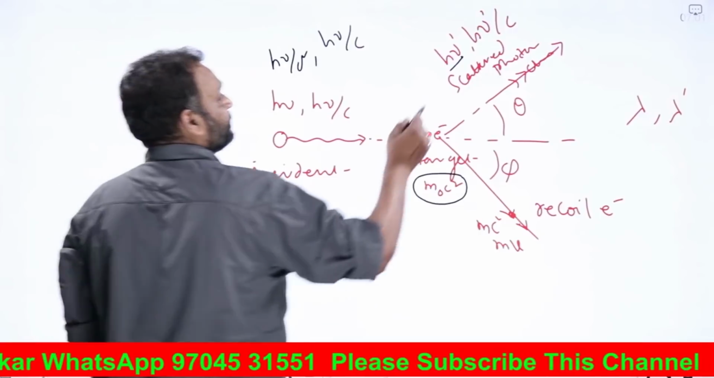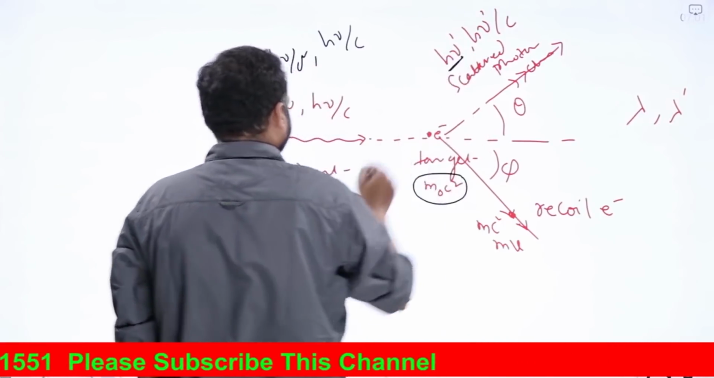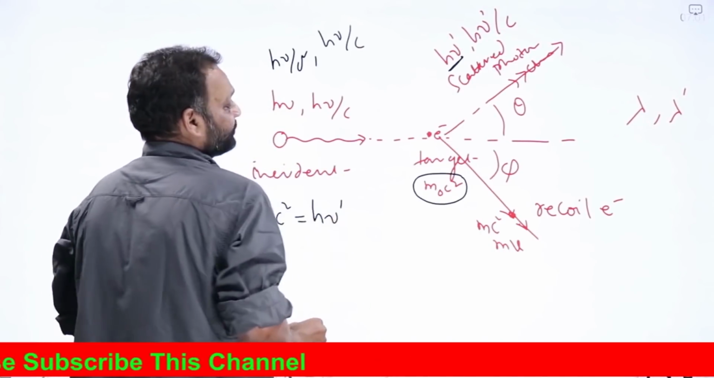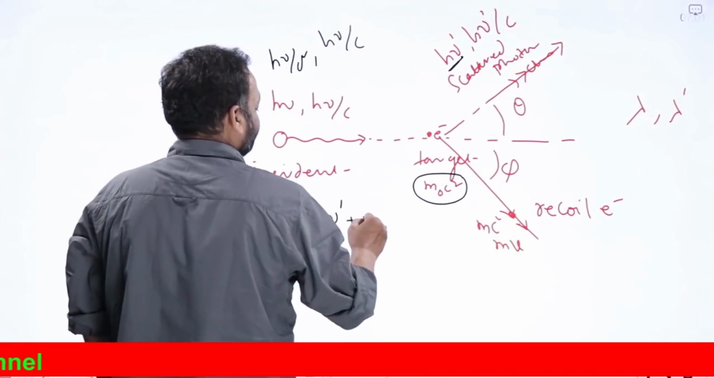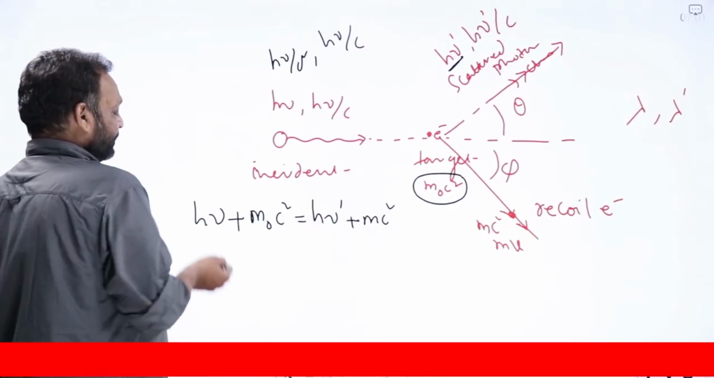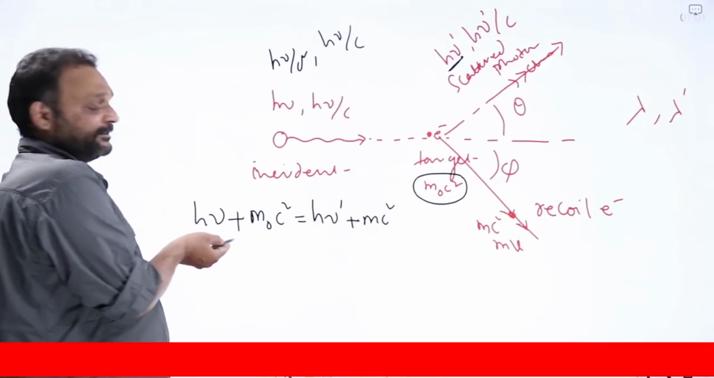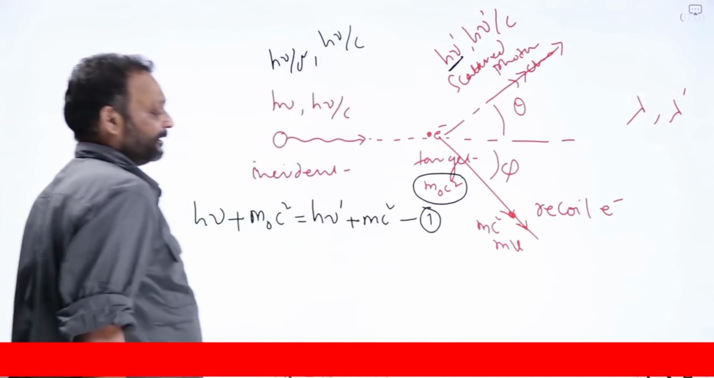This is equal to the total final energy after the interaction. What is the energy of the scattered photon after the interaction? hν dash, plus what is the energy of the recoiled electron? mc². So total energy after the interaction is hν dash plus mc², and total energy before the interaction is hν plus m₀c². I'll take this as equation 1.